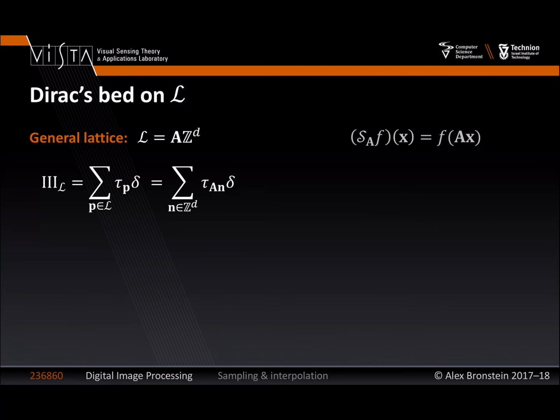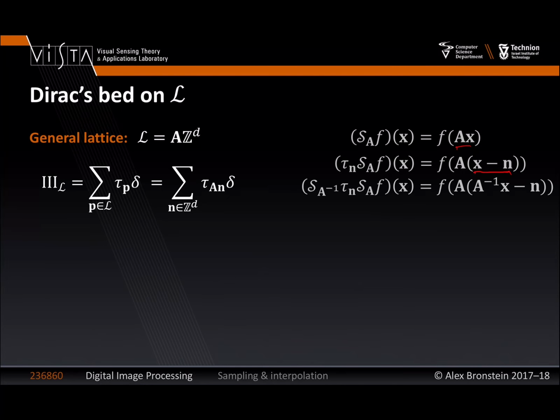I take my function f, and I would like to stretch its coordinates by the matrix A. When I evaluate the result at point x, it is equivalent to substituting Ax into the argument of f. Then let me translate this by the amount n. I'm adding another operator from the left. It means that I first stretch, then translate, and translation means that instead of x, I substitute x minus n. Then let me stretch the result by A inverse, which means that I substitute A inverse x into the previous result.